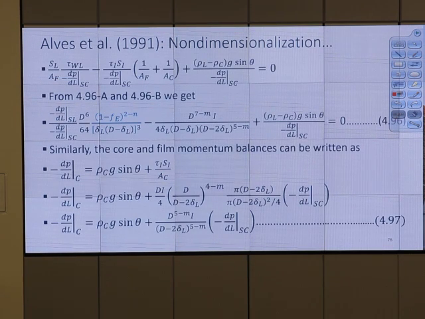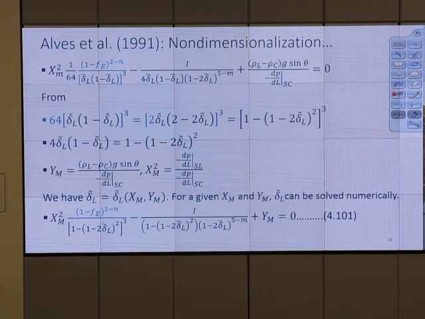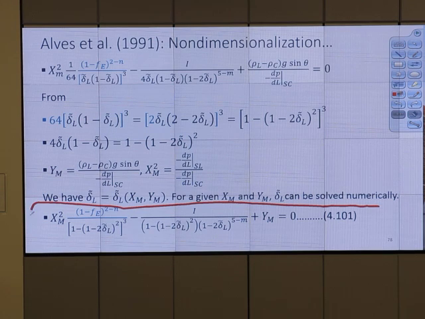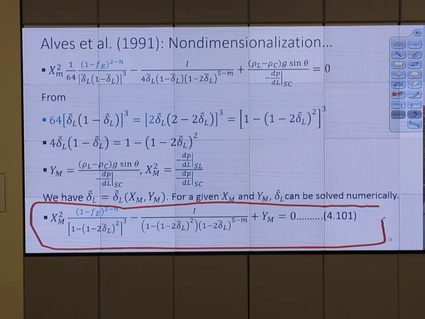And finally, quite a bit more math, okay. Finally, you get that equation. So the method to obtain 4.101 is the same approach that they use for stratified flow.